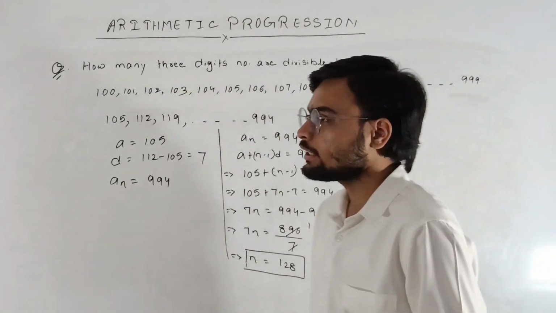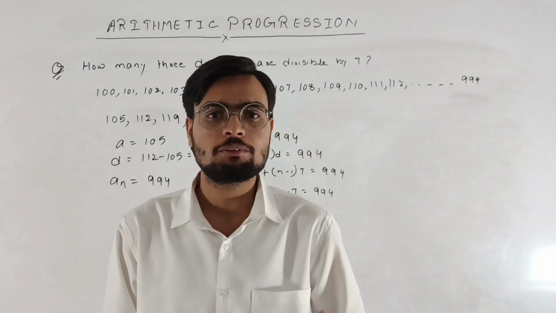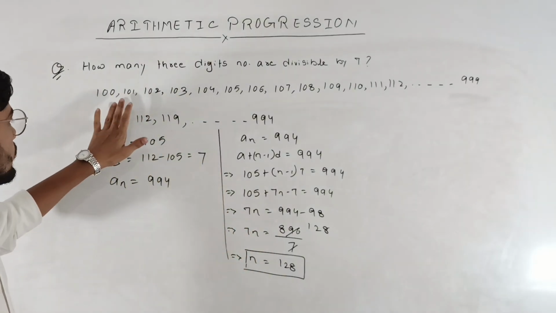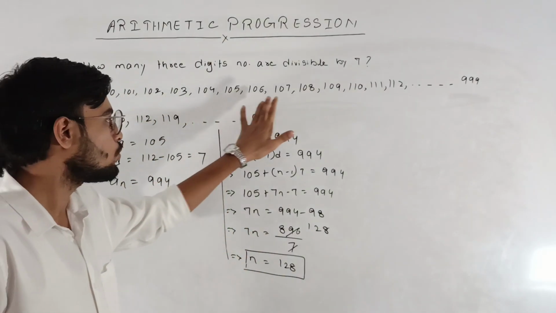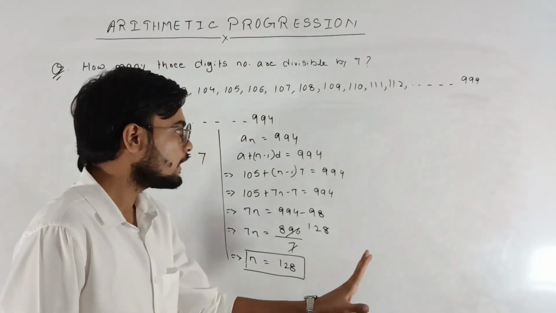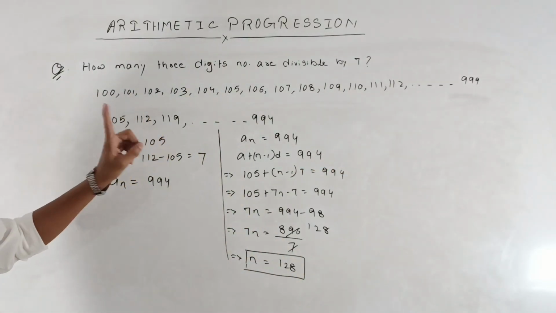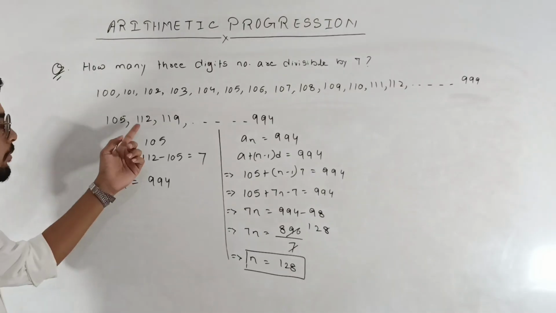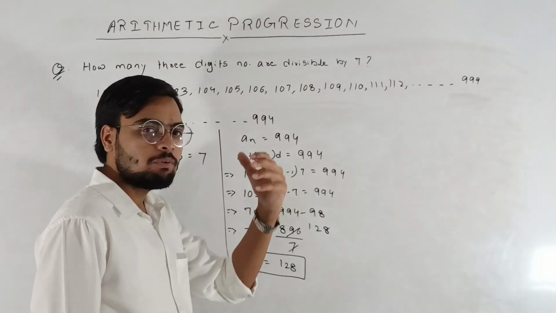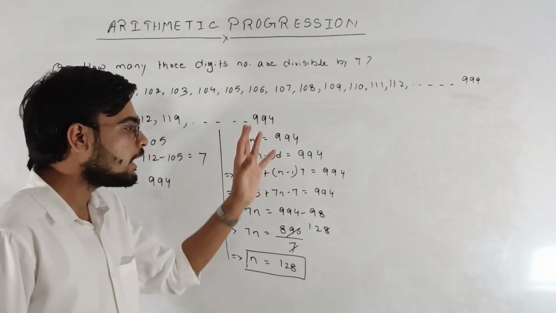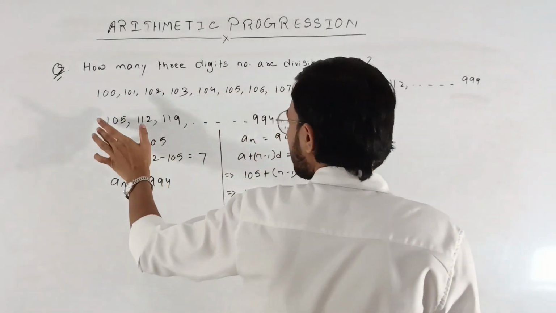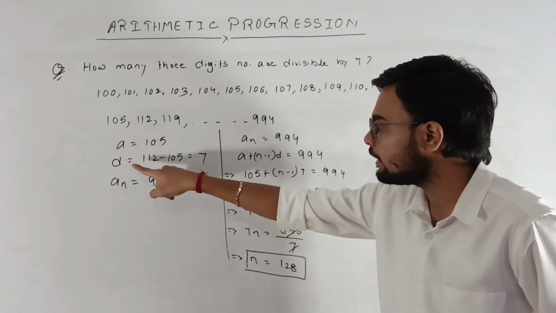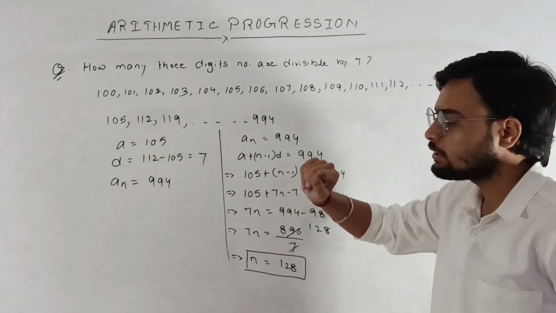Let's see one more time. The question is asking how many 3-digit numbers are divisible by 7. So first I write the 3-digit numbers, which are 100, 101, 102, 103, and so on up to 999. Now I check from 100: the first number divisible by 7 is 105, then 112, then 119, and the last number divisible by 7 is 994. Now this sequence is in AP. So I write first term a is 105, and d is 112 minus 105, which is 7.